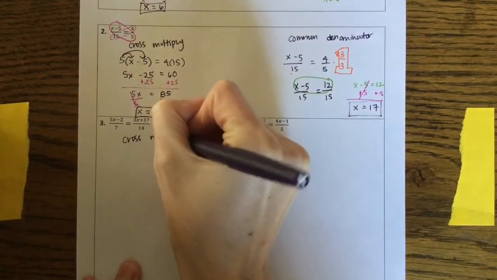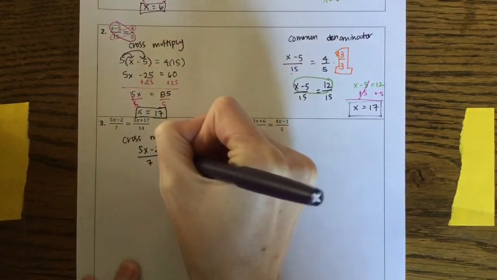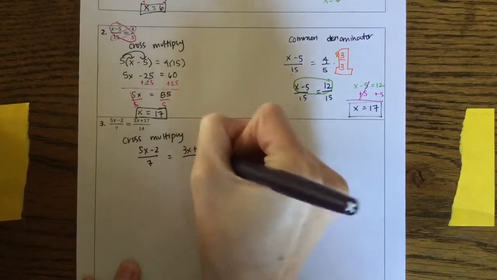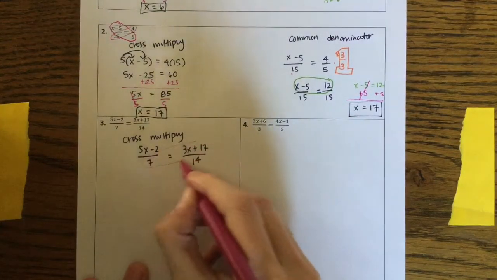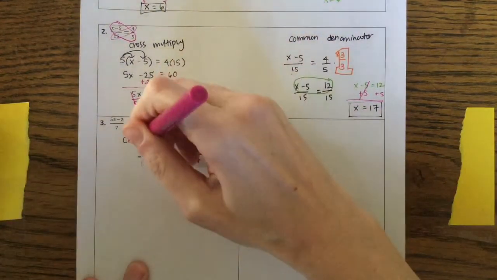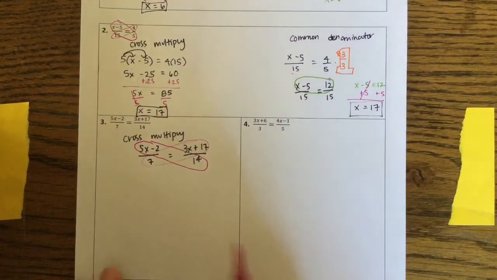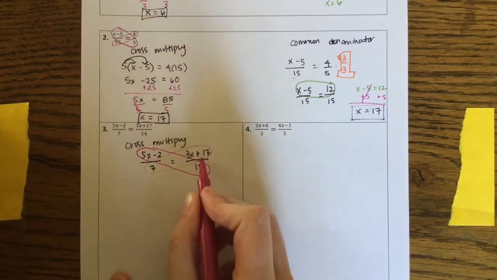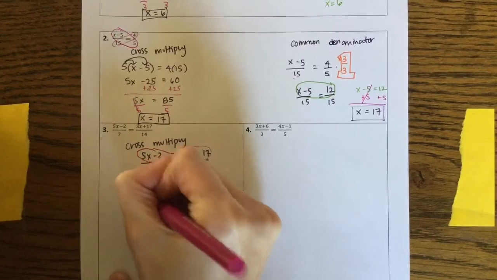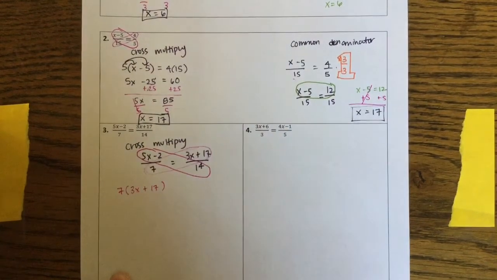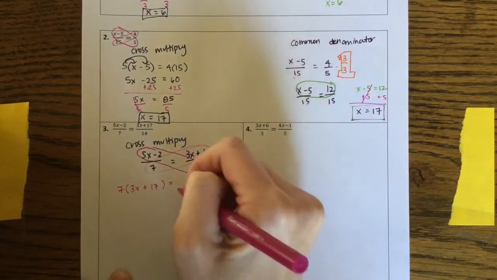So we'll start with cross-multiplying again. To cross-multiply, we know that we will need to multiply the numerator of one of these fractions times the denominator of the other. So we'll multiply here, and we'll also multiply here. So doing that, you could write it as 7 times (3x plus 17), and that has to be equal to 14 times (5x minus 2).